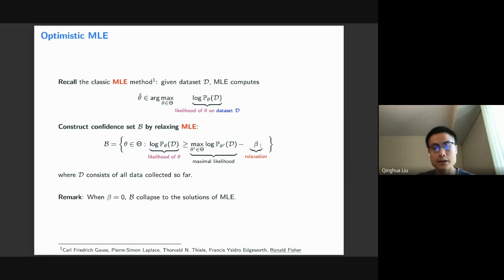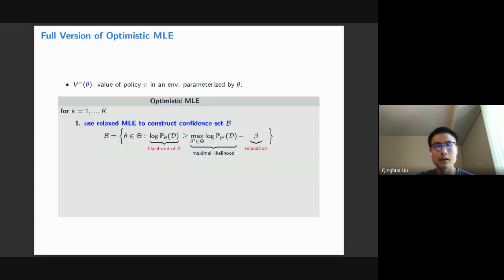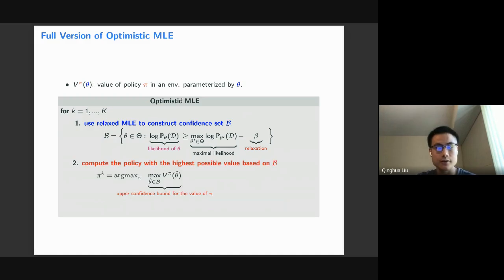And as a special case, when we pick beta to be 0, this confidence set B will collapse to the solution set of MLE.